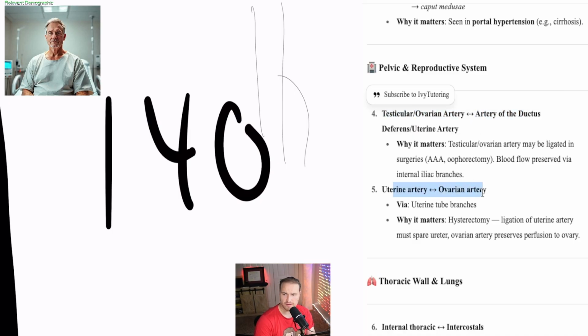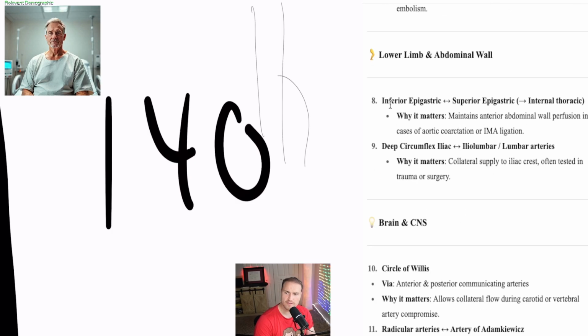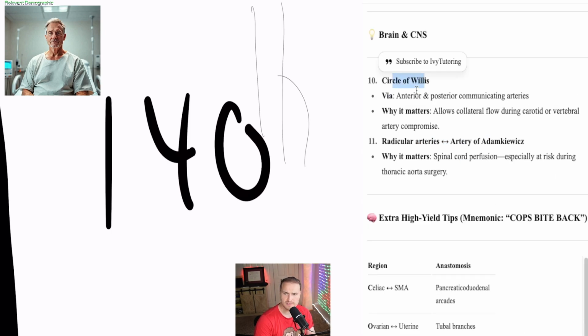Uterine artery, ovarian artery. In a hysterectomy, ligation of the uterine artery must spare the ureter, and the ovarian artery preserves the perfusion to the ovary. In the thoracic wall, you have internal thoracics and intercostals, bronchial and pulmonary arteries. In the lower limb, you have inferior epigastric and superior. The deep circumflex with the iliolumbar supplies the iliac crest. The brain has the circle of Willis, anterior and posterior communicating arteries.